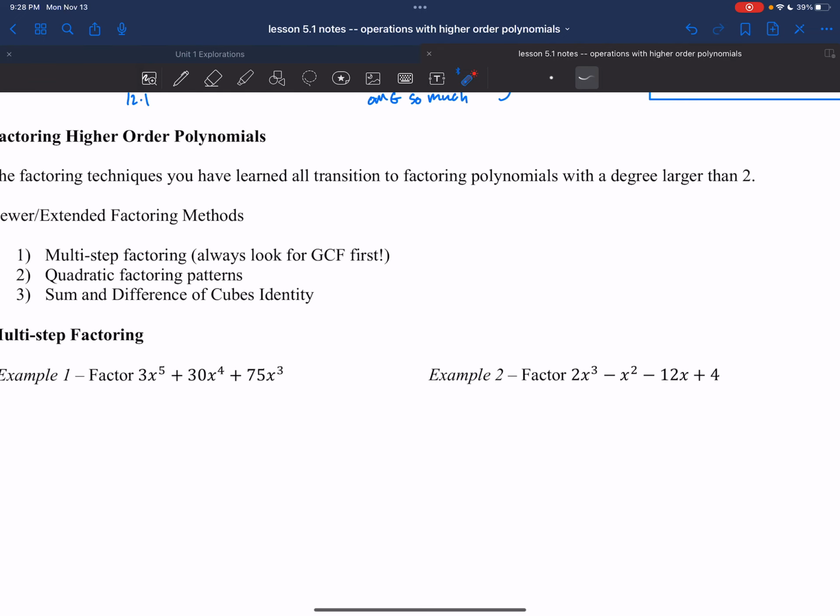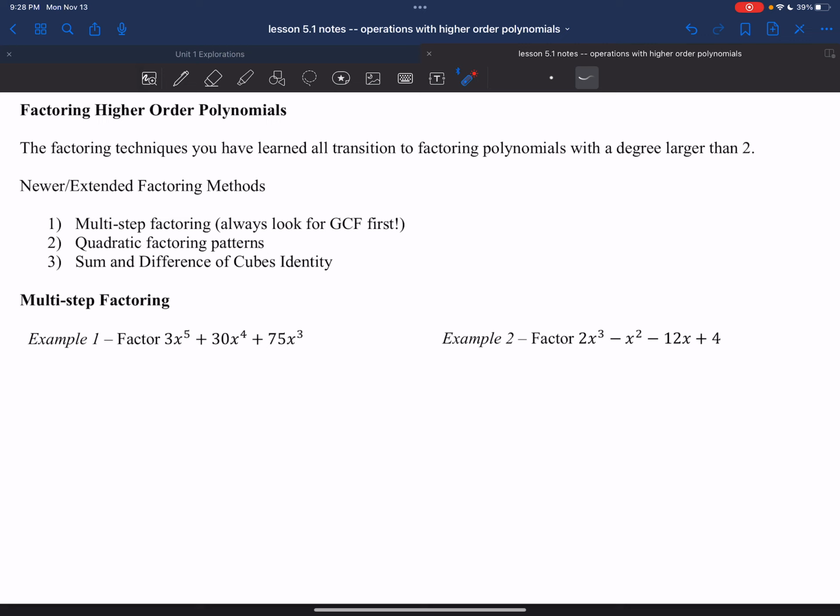Okay. Finally, for the last leg of the video, factoring higher order polynomials. I don't even know how long this is. But surprisingly, I haven't been coughing too much, so I'm kind of proud of myself.